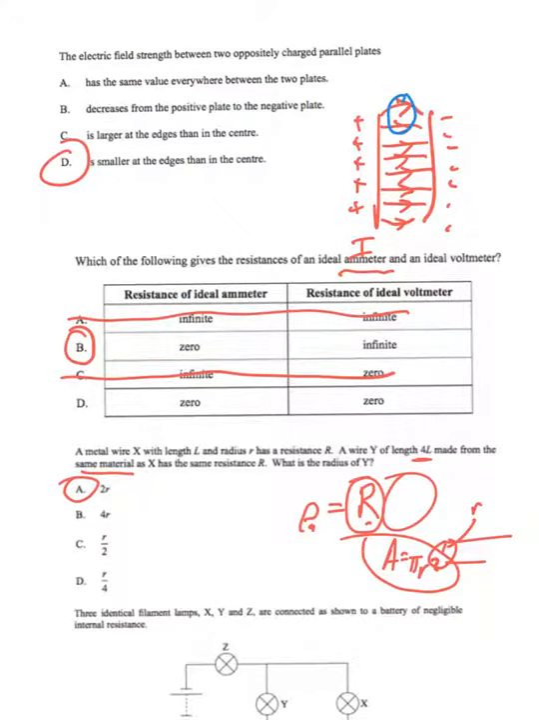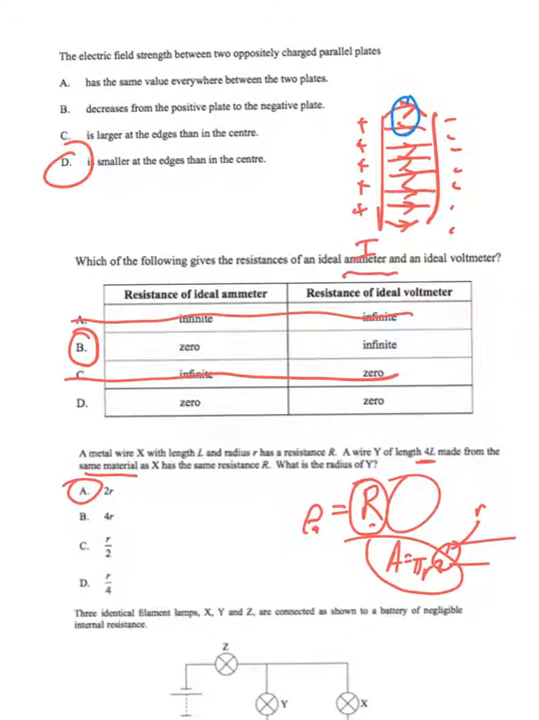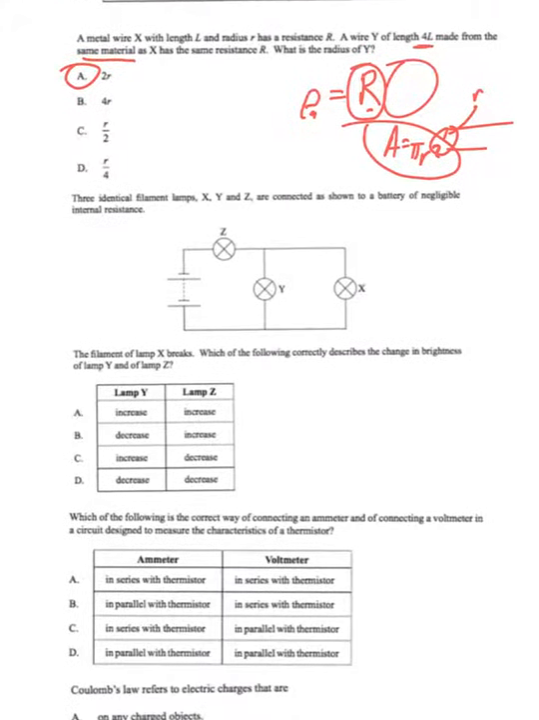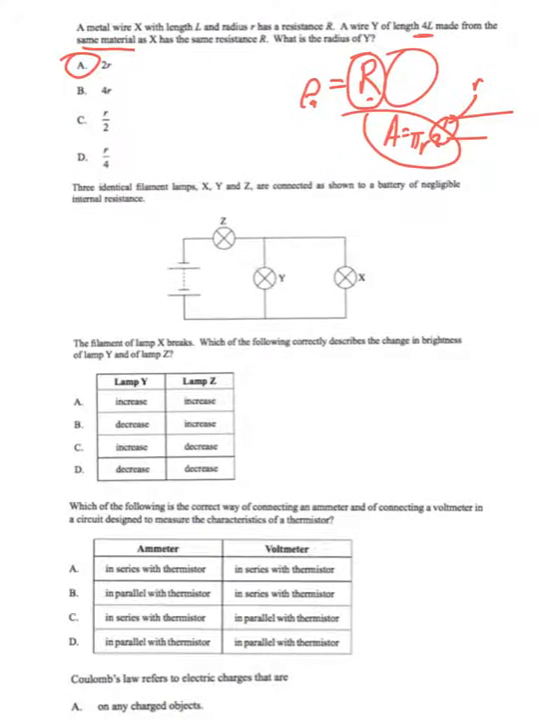All right, okay, moving on. Those, of course, are 1 point each. Moving on to the next question. 3 identical filament lamps, X, Y, and Z, are connected as shown to a battery of negligible internal resistance. The filament lamp X breaks. Which of the following correctly describes the change in brightness of lamp Y and lamp Z? We've got current initially flowing here. It splits up and goes through both Y and X, and then it comes back together to go through Z and then to the end.